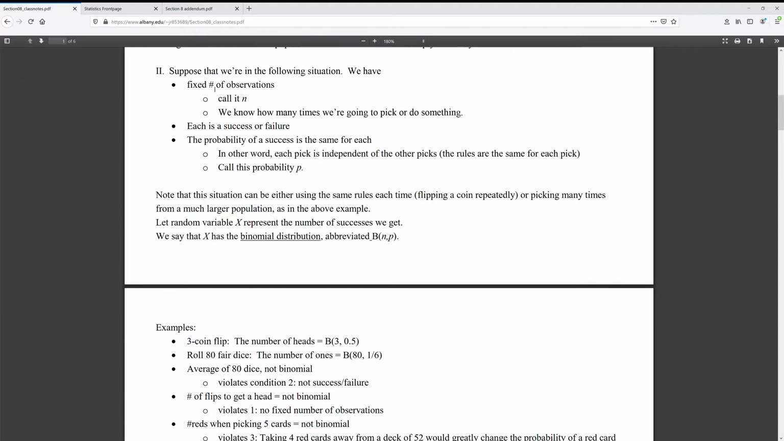if we have a fixed number of observations, we know how many times we're going to do something or pick something. Each time we pick, it's either a success or a failure. It meets a condition or it doesn't meet a condition. And the probability of a success is the same every time we pick, regardless of what we picked before, the independence. Then, if you're talking about the number of successes you actually get, then its pattern of randomness, its probability distribution, is called the binomial distribution, abbreviated capital B and P.